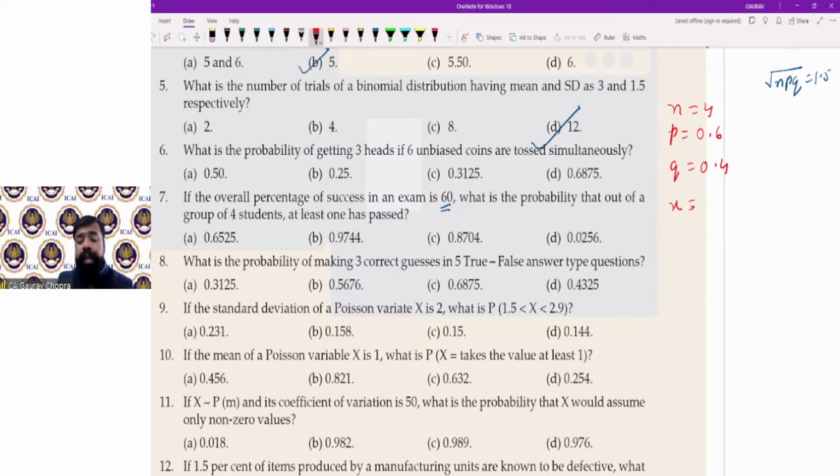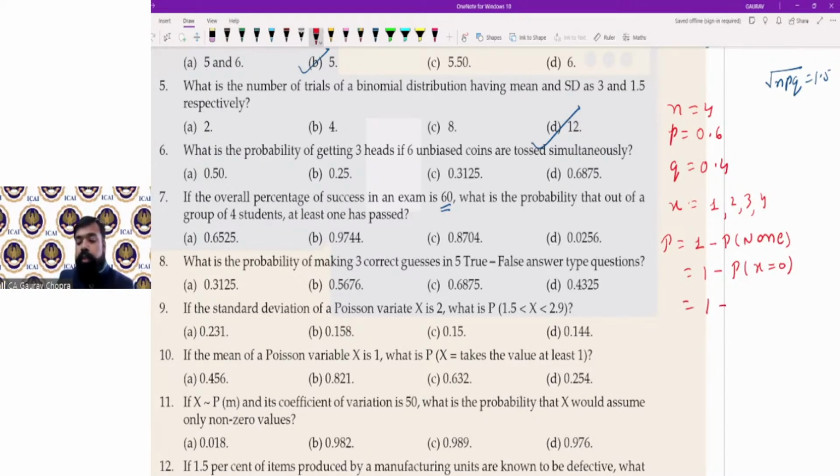So X will be at least 1. So 1, 2, 3, 4. But what is the shortcut? We will write 1 minus none. So 1 minus X equal to 0. This we have to solve.